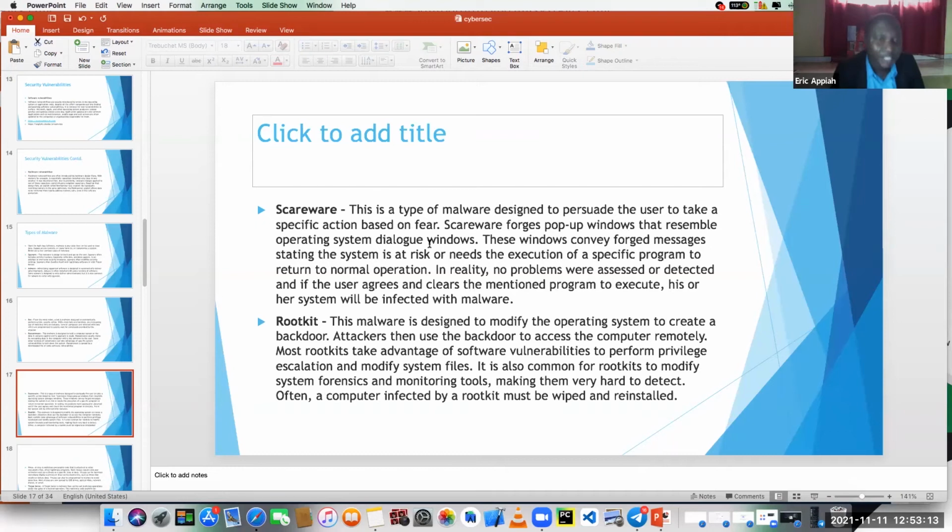We have scareware. This is a type of malware designed to persuade the user to take specific action based on fear. So a scareware pops up and resembles a Windows dialog. I remember in those days, you received several prompts. This error would never leave your machine, and it would repeat itself several times, loading onto the memory such that your computer becomes unusable. These are all forms of attacks.